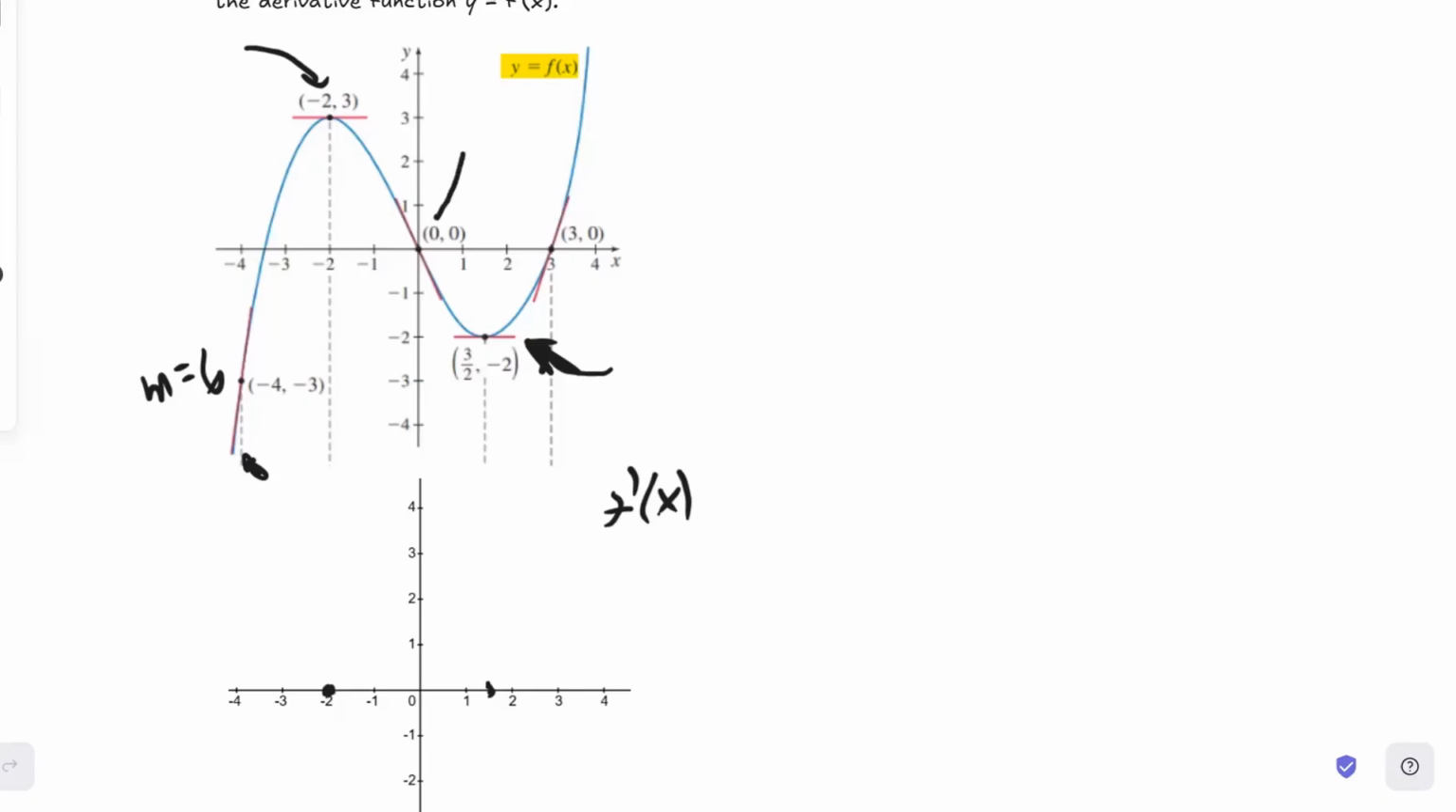So at the point 0, 0, it looks like the slope is probably about -2. So we would put a point down here at -2. And then at this point right here where x is 3, it looks like the slope is steep, but not quite as steep as the other point where the slope was 6. So we'll say that slope is about 3. So at the point 3, the derivative's value is 3. And then we would just connect those points with a smooth curve.